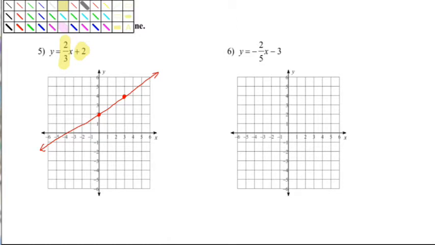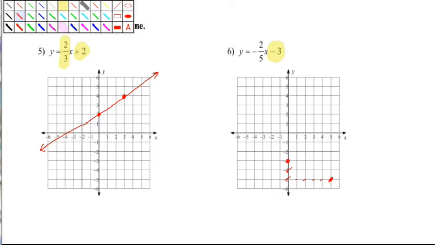So for number 6, we have a y-intercept of minus 3. So we go to the y-axis and we plot that at minus 3. We have a slope of minus 2/5. So that tells us that we're going to drop down 2, 1, 2, and then over 5, 1, 2, 3, 4, 5. There's our second point.